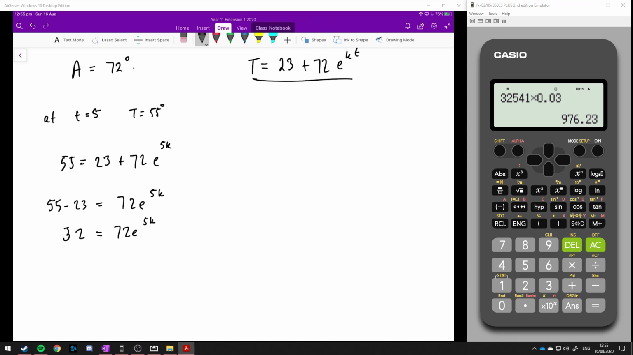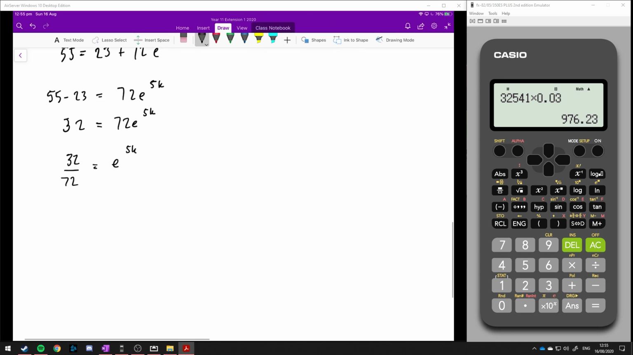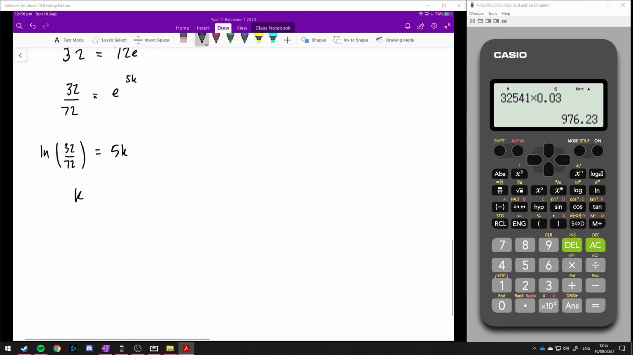Okay, divide both sides by 72. We get 32 over 72 is equal to e to the 5K. Taking logs of both sides, we get log of 32 over 72 is equal to log of e to the 5K, and we know that that's just equal to 5K. So to work out the K, we're going to divide both sides by 5, and we're going to get log of 32 on 72 all over 5.